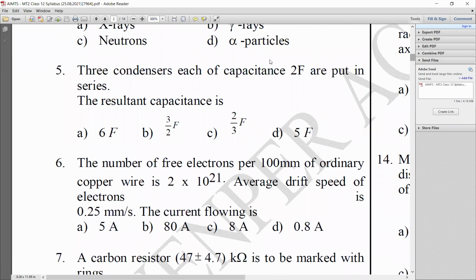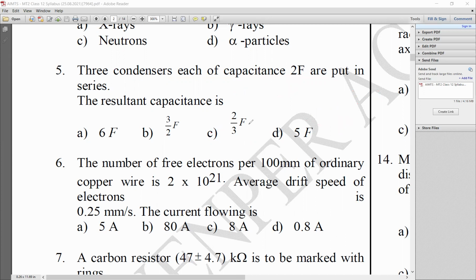3 condensers. Condensers are nothing but capacitors. Each of capacitance 2 farad are put in series. The resultant capacitance. All 3 are kept in series. I want resultant. That means 1 by C equivalent will be 1 by C1 plus 1 by C2 plus 1 by C3. That means 1 by 2, 1 by 2, 1 by 2. That means 3 by 2. So C equivalent will be 2 by 3 farad. Okay. Easy question. Next, number 6.